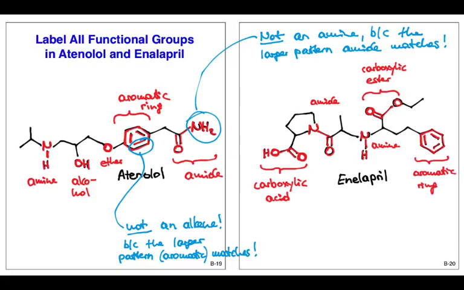Okay? So that's all I want you to know about functional groups. I would recommend you make some flashcards and then practice these, learn them. And we will keep practicing them in lecture and also do some book problems to practice them.